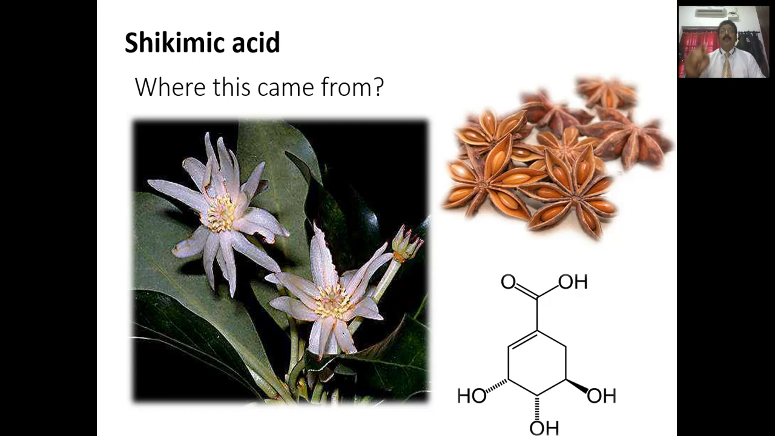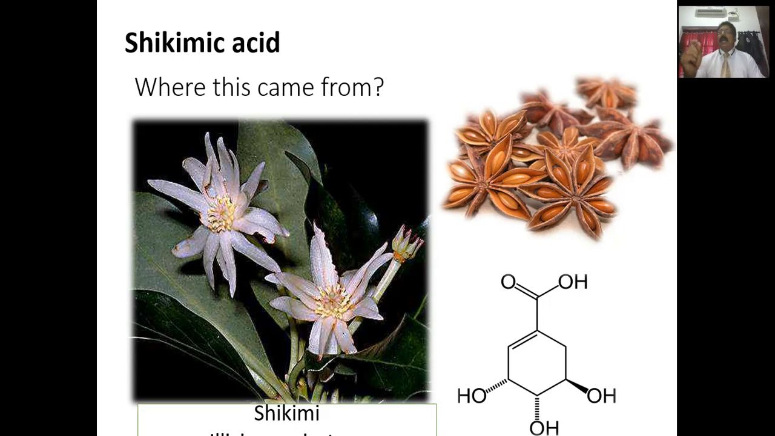And this slide shows that Shikimic acid, you are telling almost all the plants, if they have a secondary metabolite, it is an aromatic compound, it needs us to pass through Shikimic acid. And even the Shikimic acid alone is also present in certain plants, and this is the source of the plant where it is present. It is Illicium anisatum.